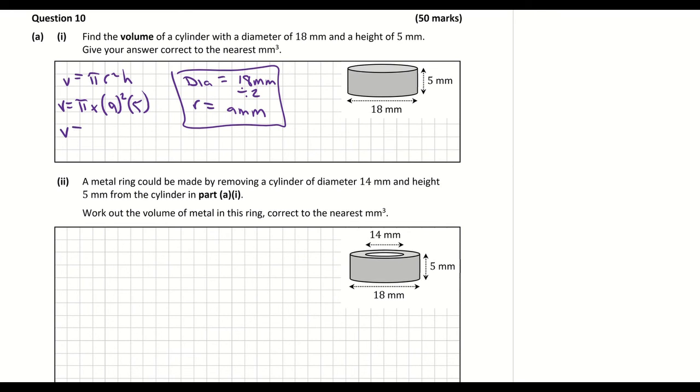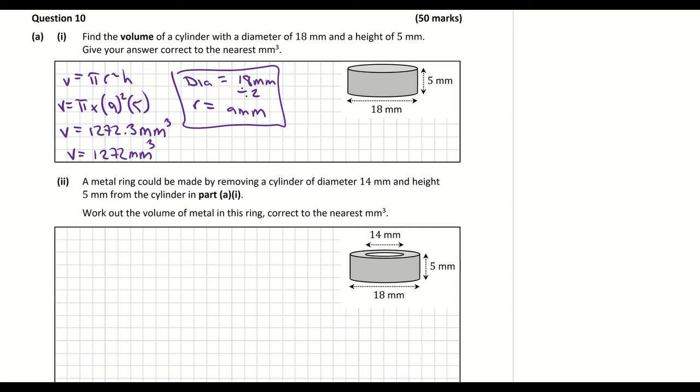So that's getting you a volume of 1272.3 millimeters cubed. It wants it to the nearest millimeter, 1272 millimeters cubed. Part 2, a metal ring could be made by removing a cylinder of diameter 14 mm and height 5 millimeters from the cylinder above. Work out the volume of metal in the ring.